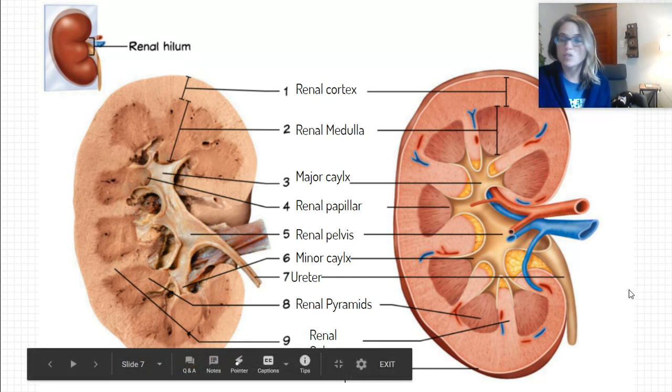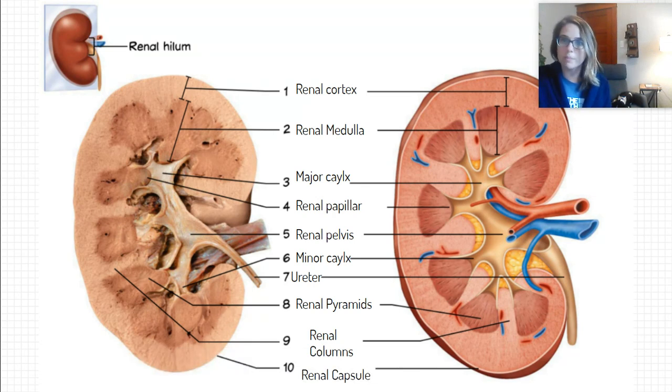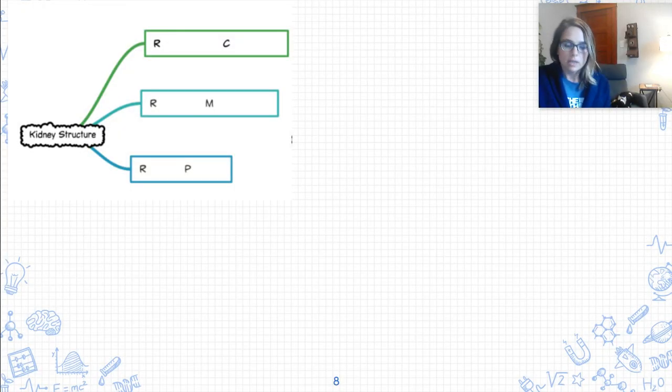All right, so that's just the anatomy of the kidney. Pretty basic stuff. A few new terms for you, some that maybe are a little familiar.